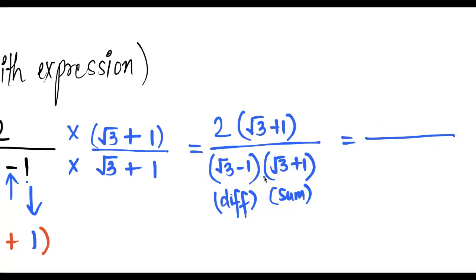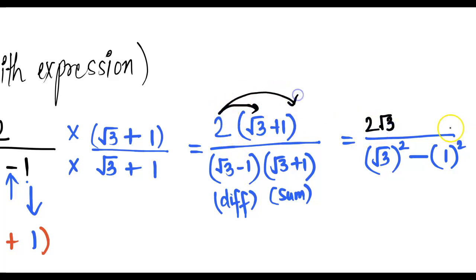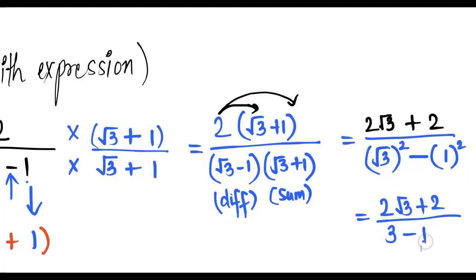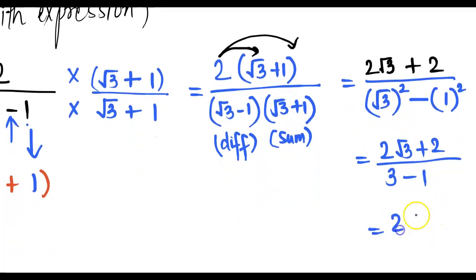Whenever you have this, I specially made a video on that. So what we're going to get is the first term squared, minus the second term squared. At the top, we're going to be expanding. So 2 times root 3 will be 2 root 3, and 2 times 1 will be 2 only. Let's simplify it more. So the top will be 2 root 3 plus 2 over root 3 squared, which is nothing but 3 only, take away 1. That will give us 2 root 3 plus 2 over 2.